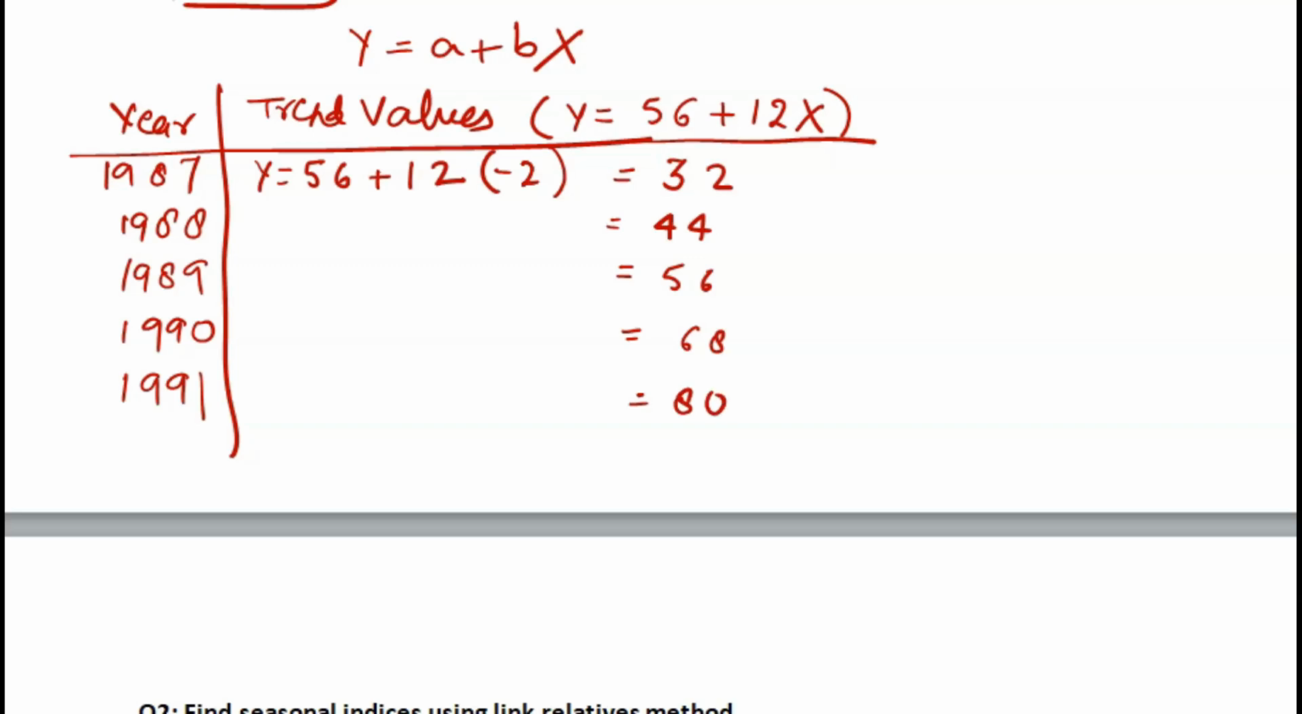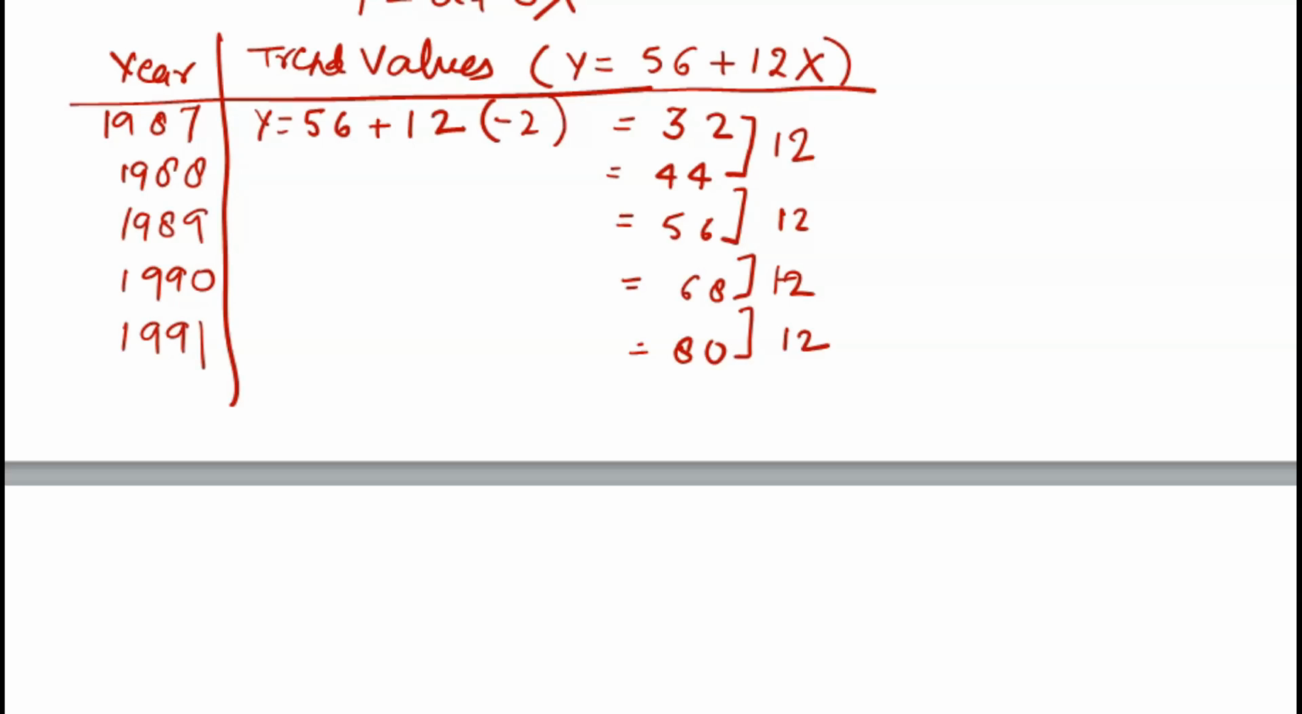Now you will see one thing. If you see the gaps between two trend values, here is a gap of 12, here also a gap of 12, here also 12, meaning it is increasing by 12 each year. So these we have got are the yearly trend values. Now we have to find out the quarterly trend values.